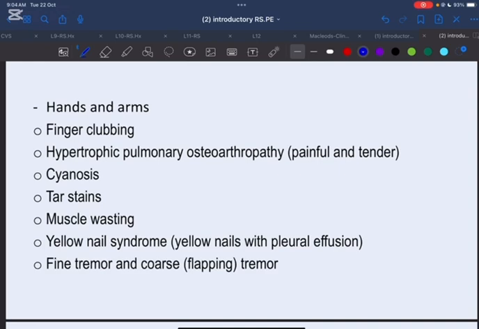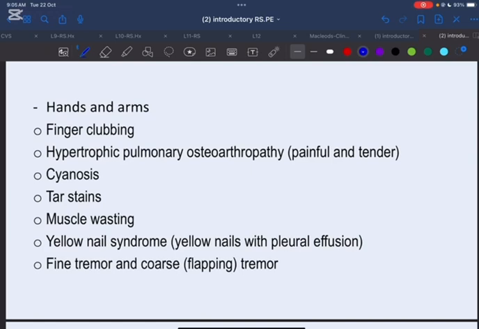Okay. Tar stains, we don't see tobacco stains, we see tar stains, the yellow on the fingers of smokers. Muscle wasting is also important for those who have high expenditure, or if they have liver diseases, they have hypothenar wasting as well. So it reflects what's going on, the condition, and the nutritional status of the patient as well.